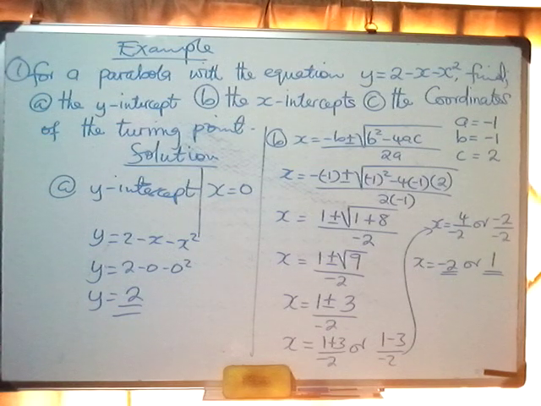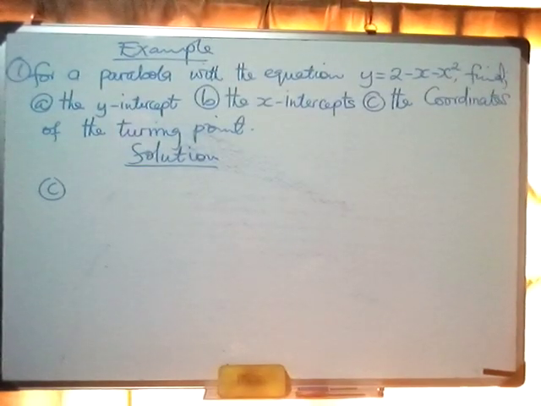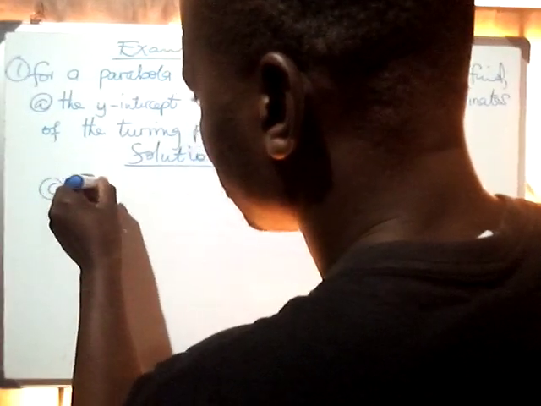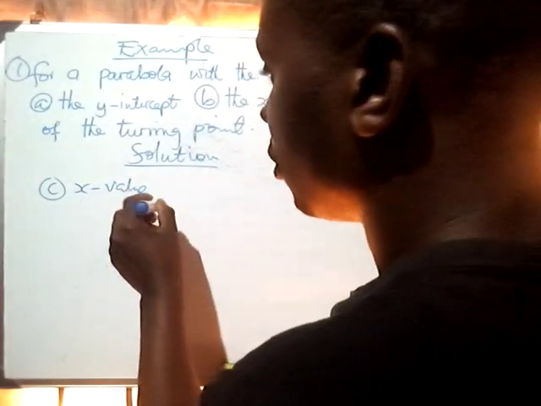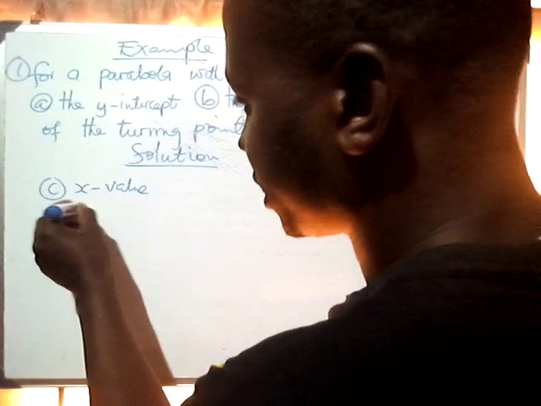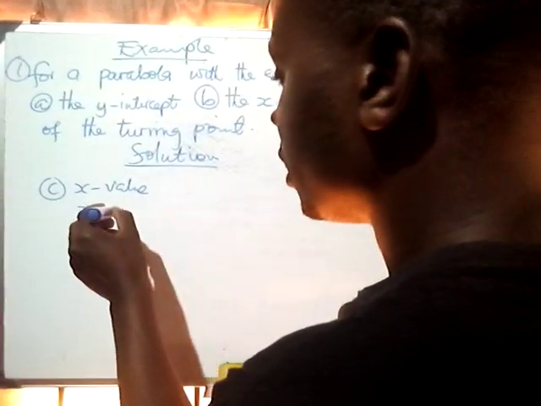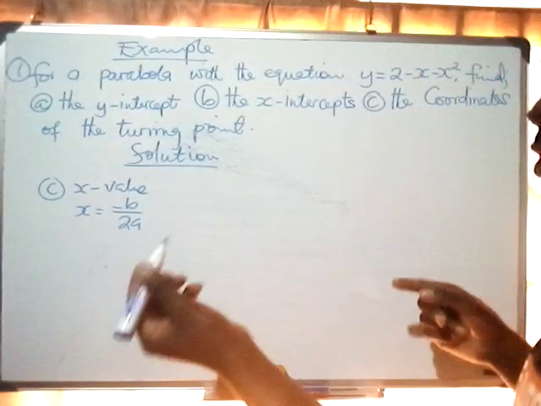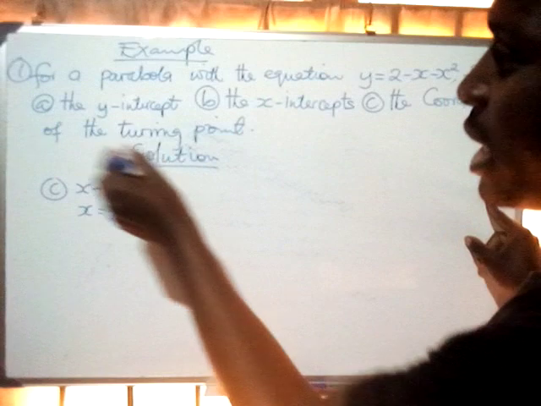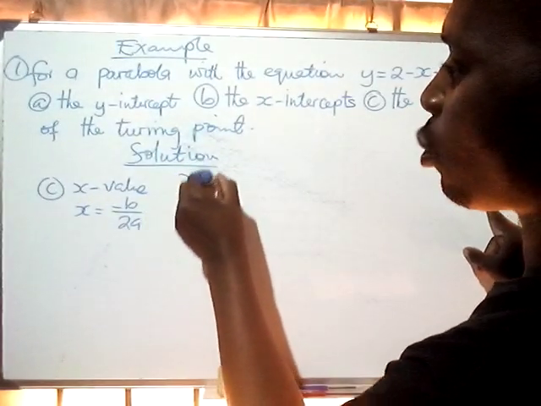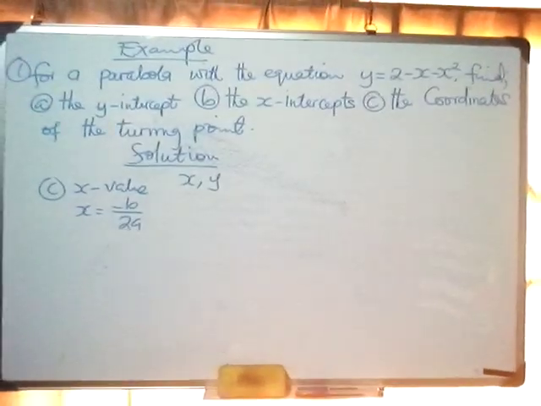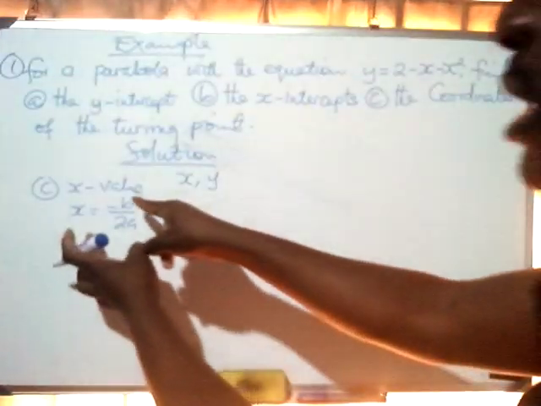Let's go to number C. So now we find the coordinates of the turning point. What is the coordinate of the turning point? Remember, to find the x value of the coordinates of the turning point, we say x is equal to -b over 2a. What are we trying to say? We are saying the coordinates of the turning point, which it is always x, y. Now to find the value of x, we use this formula.